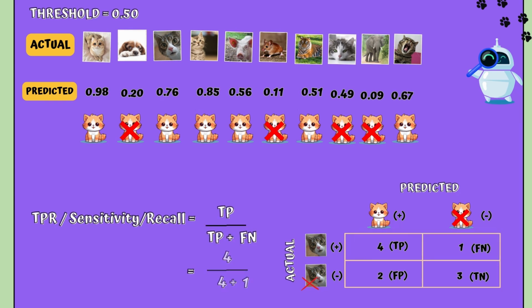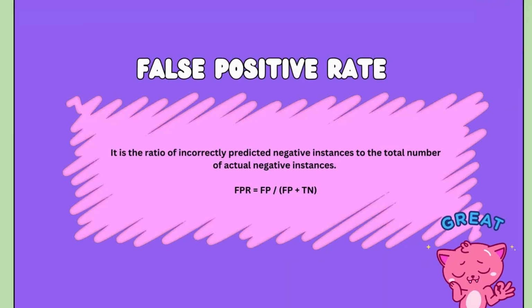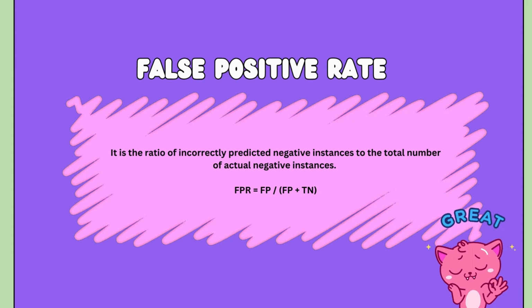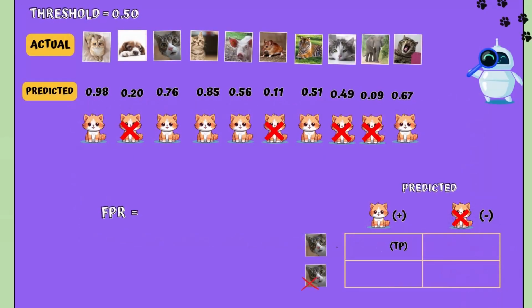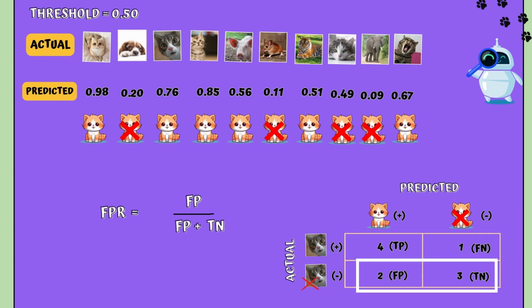False positive rate is the ratio of incorrectly predicted negative instances to the total number of actual negative instances. So it measures the model's ability to avoid misclassifying negative cases. False positive rate is equal to false positive upon false positive plus true negative. In the context of a cat classification model, the false positive rate measures the proportion of actual not cat images that our model incorrectly classifies as cat.